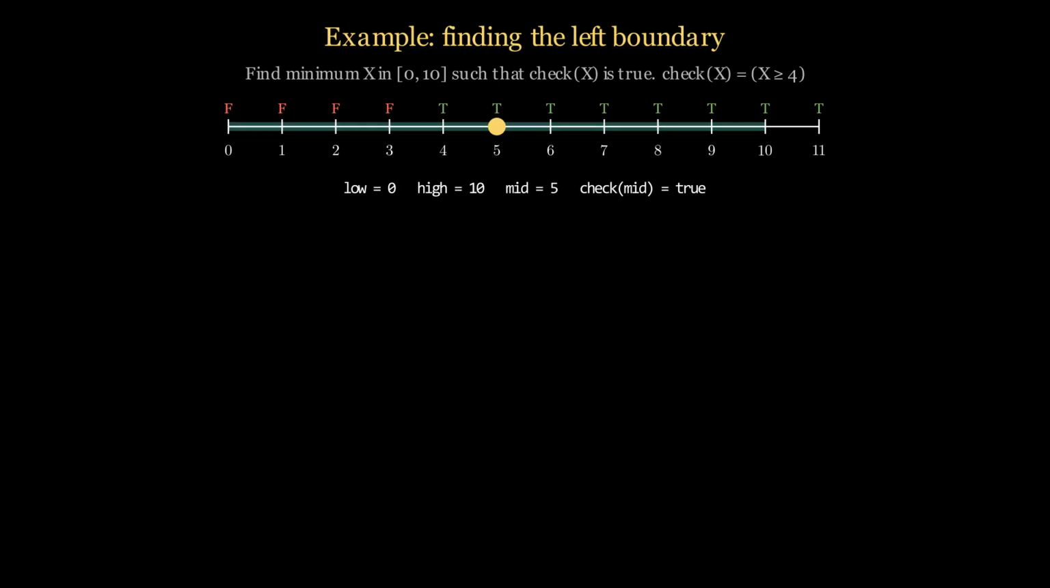Step 1, low is 0, high is 10. Mid is 5. Check of 5 is true, so we set high to 5 and shrink the range from the right. Step 2, low is 0, high is 5. Mid is 2. Check of 2 is false, so we set low to 3 and shrink from the left.